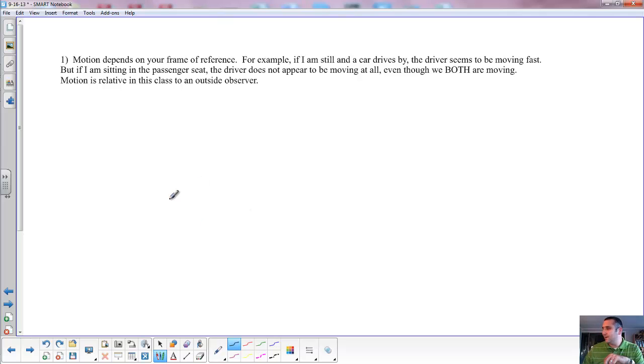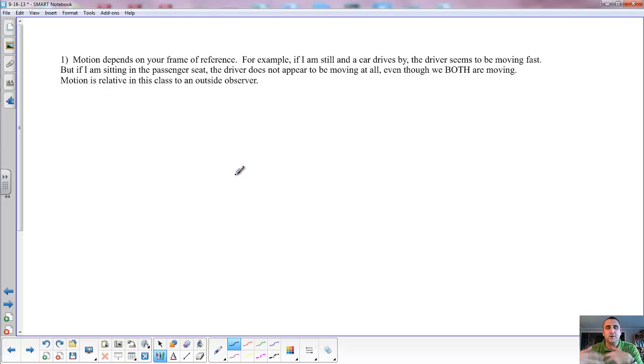So for number 1, I'm just going to read it. That's why I'm looking over to the side. What do we mean when we say that motion is relative? What is everyday motion usually relative to? And we can answer that by saying basically motion depends on your frame of reference.